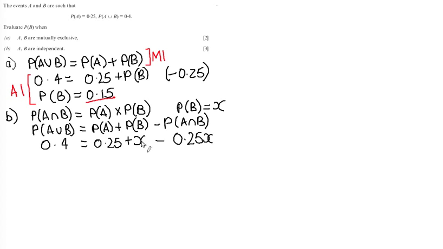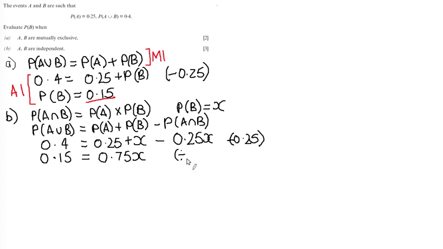Now, I can tidy this up. I can do x take away the 0.25x, and then I'm also going to subtract 0.25 from both sides of the equation. So I'm going to do a couple of things in this one step. If you need to take a couple of steps to make sure you don't make any mistakes, that's perfectly fine. So 0.4 take away the 0.25 gives me 0.15, and then x take away 0.25x gives me 0.75x. Sorry, there should be a subtract in there to indicate that.